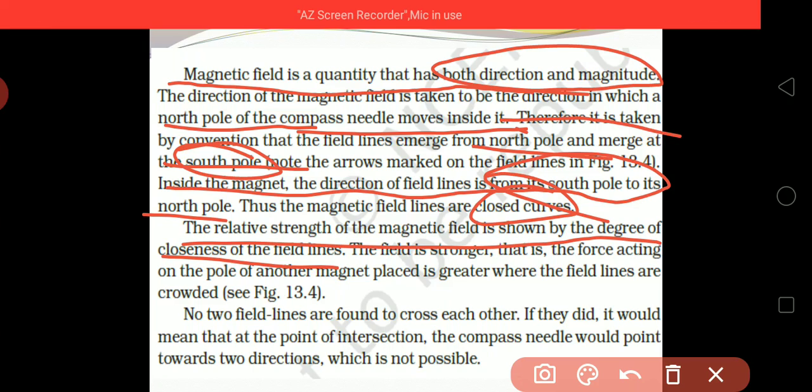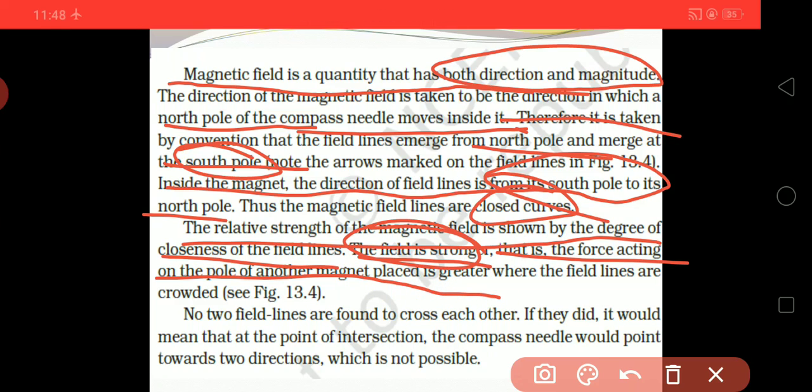The magnetic field is stronger where the field lines are crowded. That is, the force acting on the pole of another magnet placed there is greater where the field lines are crowded.